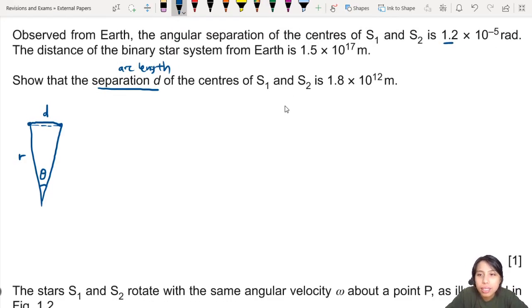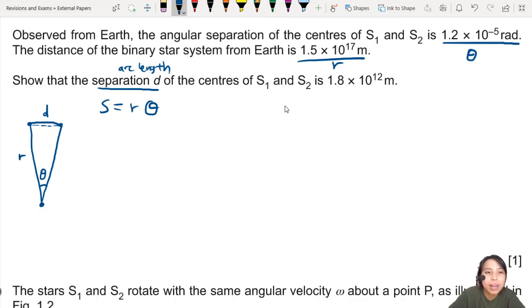This one here is the angular separation theta. This one is R. We are Earth, our eye is down there, looking at how far apart they are, the angular separation. So let's use our equation S equals R theta. Only 1 mark.